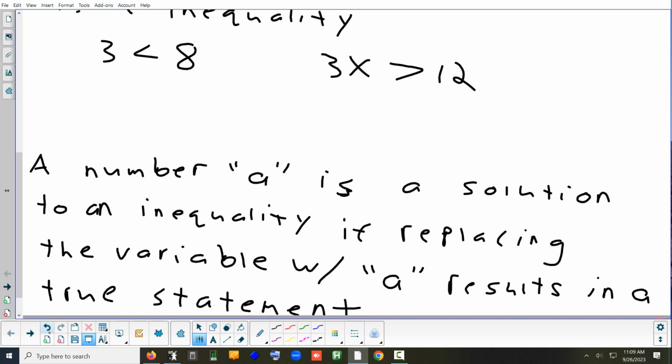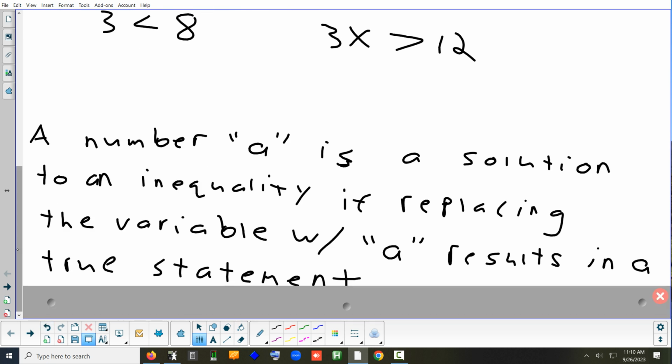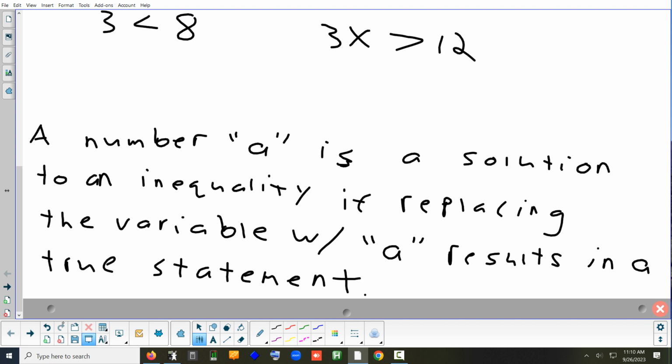Okay. So let's look at this one. Let's say I wanted to check if 5 was a solution for x. If I plug 5 in for x, what do I get on the left side? 15. Okay, is 15 greater than 12? Yeah, so 5 would be a solution. What if I plug in 0? What do I get on the left side? 0. Is 0 bigger than 12? No. So 0 is not a solution. Okay, so figuring out whether a number is or isn't a solution, you just plug it in and see if you get a true statement. Questions on it?